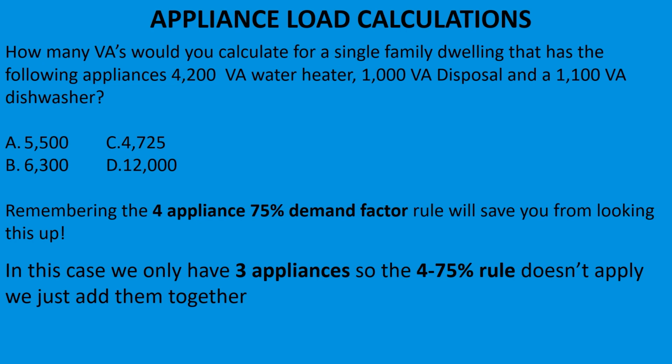In this case, in our question today, if you didn't get tricked, we only have 3 appliances, so we're not going to do the 4 and 75% rule. It doesn't apply, so all we have to do is add them together. So we take 4,200 plus 1,000 plus 1,100. That's going to give us 6,300 VAs.